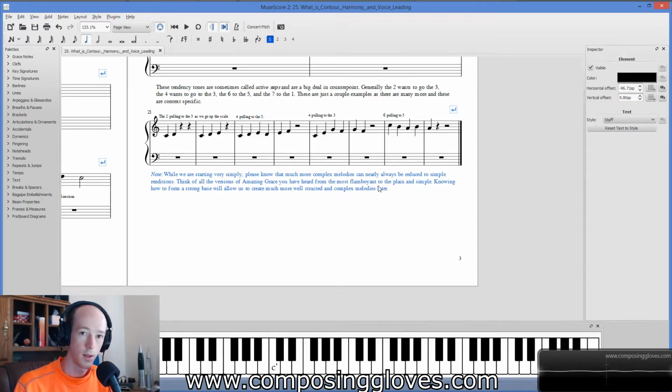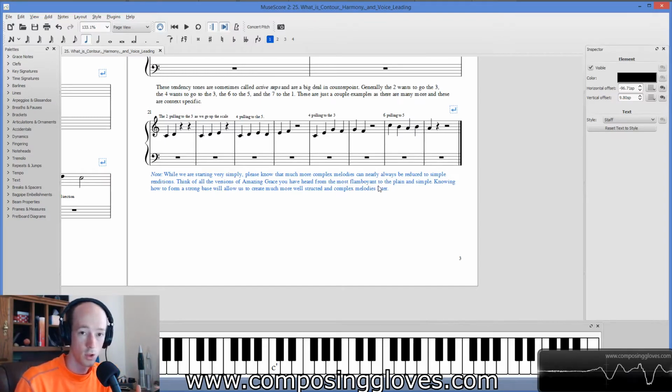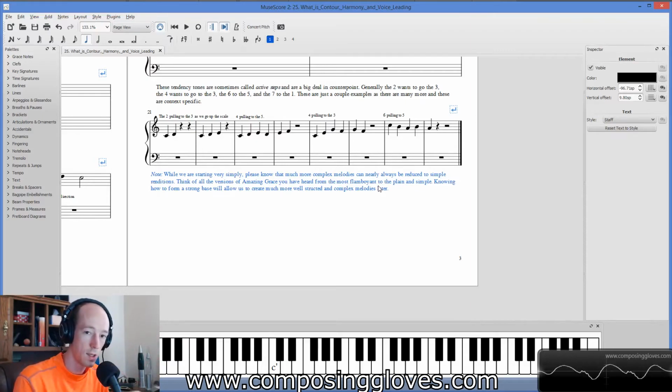And so these things can be reduced. We can go from this crazy rendition of it to the simple one. So there's a relationship. There's a transitional element in the middle that, as we learn these tools, this transitional part of making something simple into something grand and orchestral will become more clear to you. Knowing how to form a strong base will allow us to create much more well-structured and complex melodies later. So that's basically what I just said.